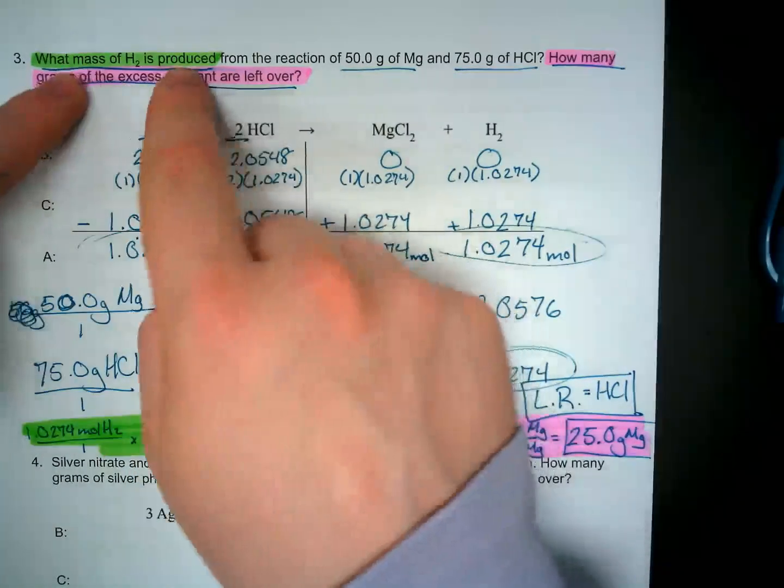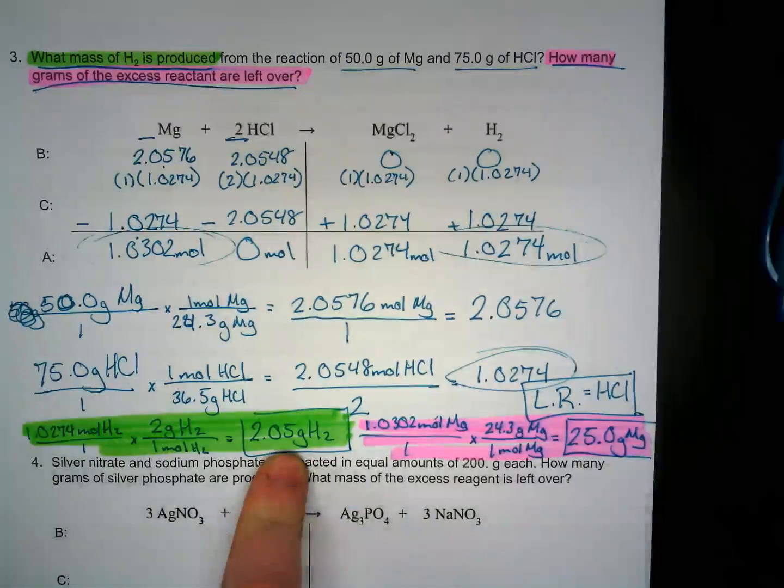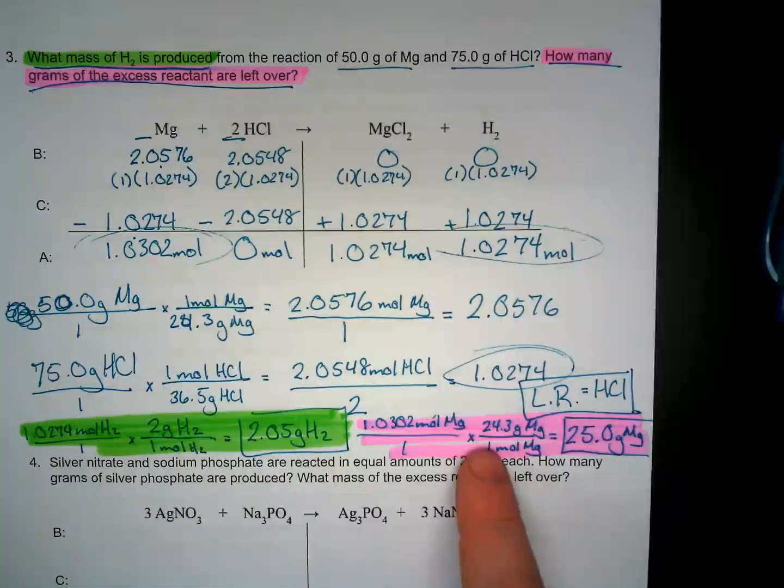So in this case, again, our first question was what's the mass of hydrogen produced? Got that right here. Second question, how many grams of excess reactant is left over? And we answer that right here. Okay, so a whole lot going on.